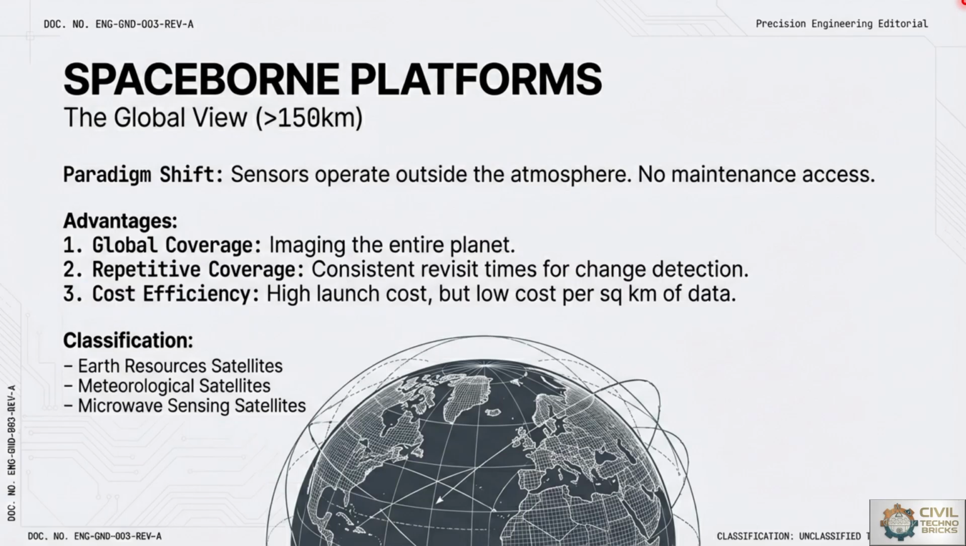Here the advantages are the global point of view, repetitive coverage and cost efficiency, with the classification of earth resource satellite, meteorological satellite and microwave sensing satellite. So satellite observations support regional and global studies with standardized data sets, so that civil engineers use that for watershed management, land use mapping, infrastructural monitoring and disaster management on the earth's surface.